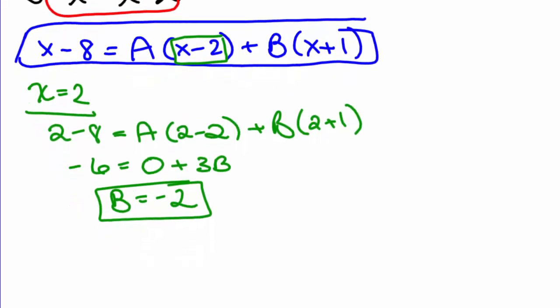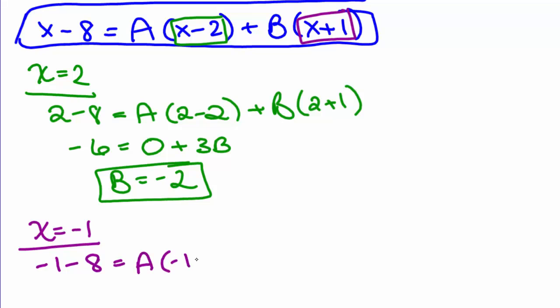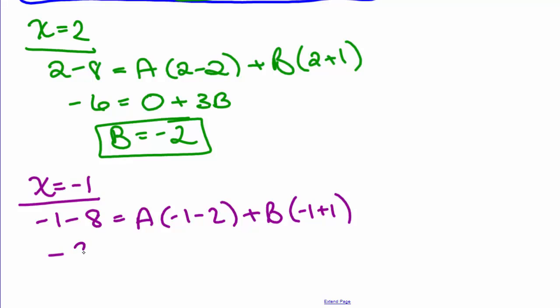What would be another convenient value for x? Another convenient value for x would be negative 1, because negative 1 will make this term equal to 0. If we put negative 1 in for x, we get negative 1 minus 8 equals a times negative 1 minus 2 plus b times negative 1 plus 1. This simplifies to give us negative 9 equals negative 3a plus 0, allowing us to quickly solve that a is equal to 3.